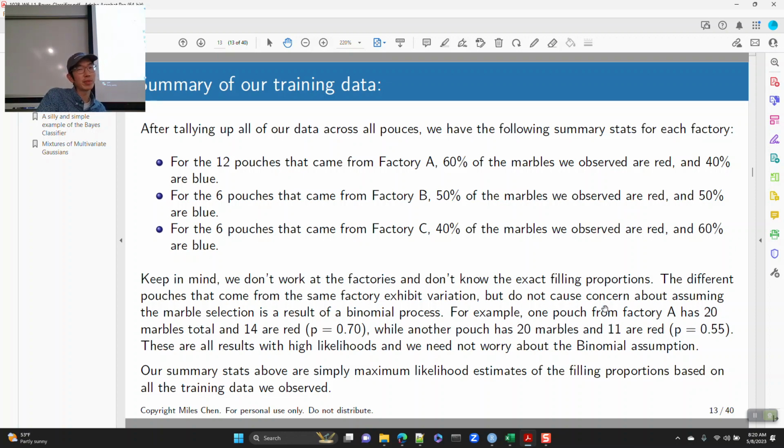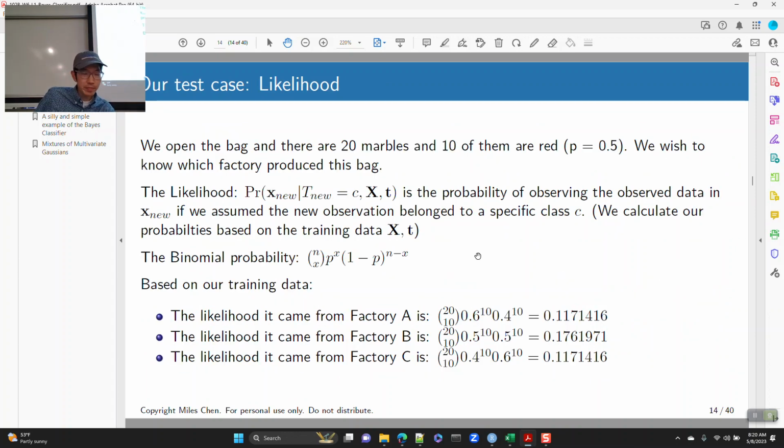We're not getting a pouch from factory A that's 100% blue or something like that, because that would be kind of worrying for us, that it's not following a Bernoulli process to fill it up. Okay, and so anyway, this is what we have. Then we look at our last bag. We open the last bag, and there's 20 marbles in there, and 10 of them are red. So it's 50% red, 50% blue in this bag.